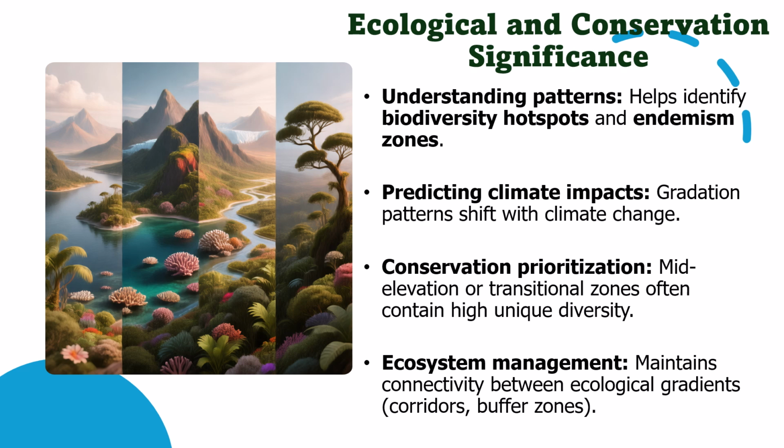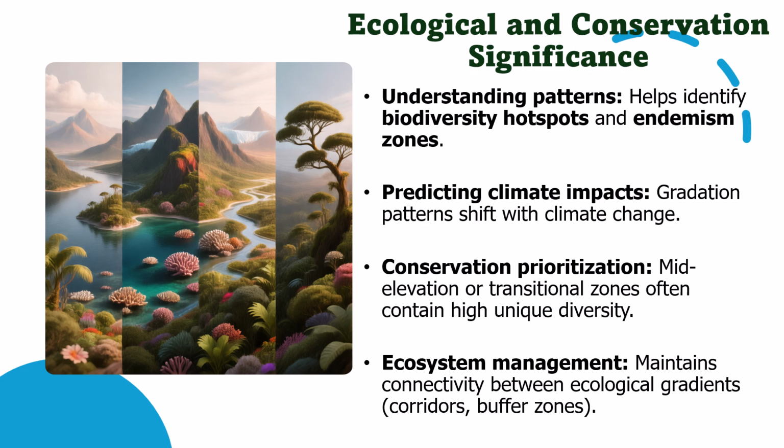Understanding biodiversity gradation has significant ecological and conservation implications. Recognizing these patterns helps to identify biodiversity hotspots and zones of endemism, which are critical for targeted conservation. Gradation patterns also provide insights for predicting the impacts of climate change, as shifts in temperature and precipitation can alter species distribution along ecological and altitudinal gradients.